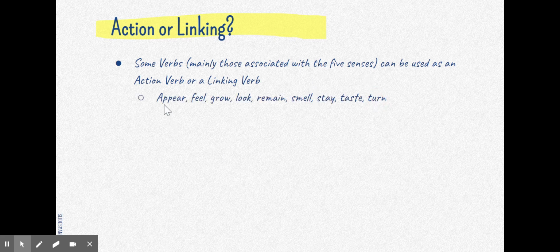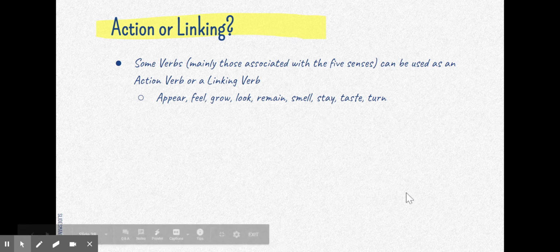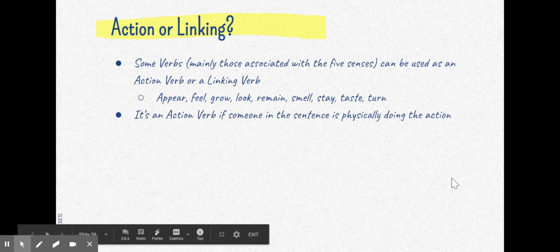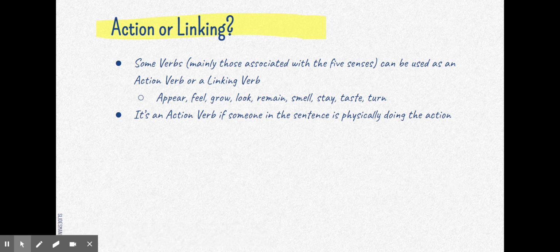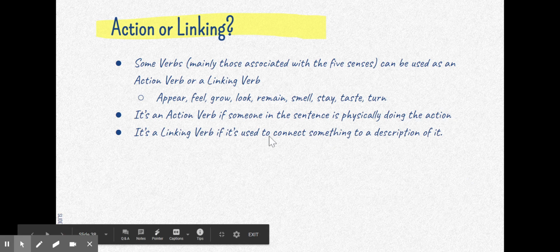These are the verbs that can be either. It's mainly the ones that are associated with the five senses, things like feel, smell, taste, also things like appear, remain, stay. Okay, so these are the ones that can be either. So when you see these verbs, you're going to have to pay close attention to what they're doing in the sentence. It's an action verb if someone in the sentence is physically doing that action. It's a linking verb if it's used to connect something to a description of it.